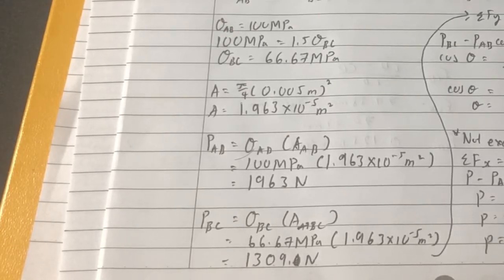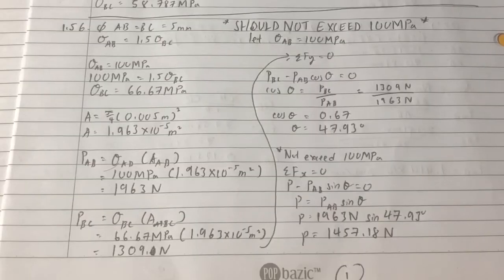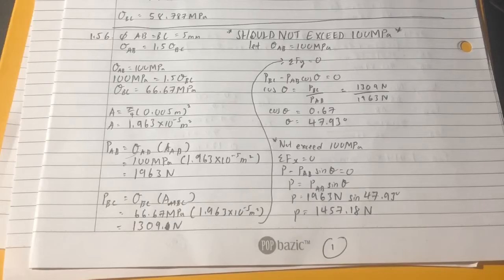Here I label it P for rod AB, so we can find by using the equation that the total force of rod AB is 1963 Newton. Meanwhile for rod BC it is 1309 Newton. Here I label that we should not exceed 100 MPa. So as you know from the previous question, it is in equilibrium.